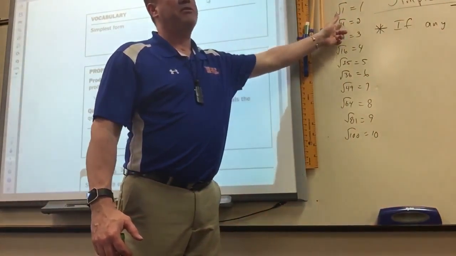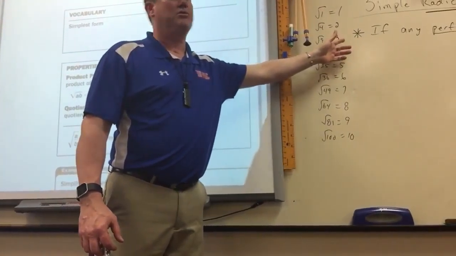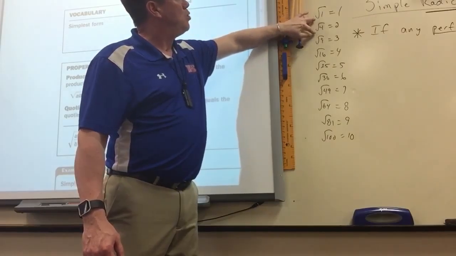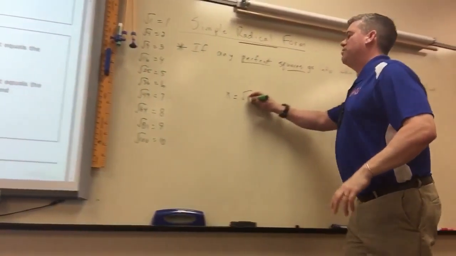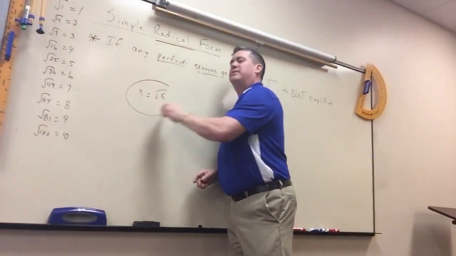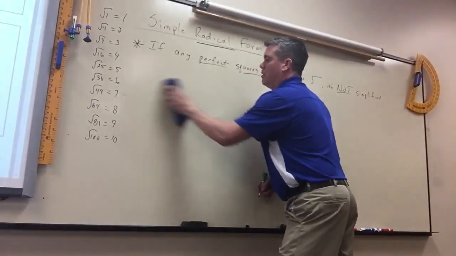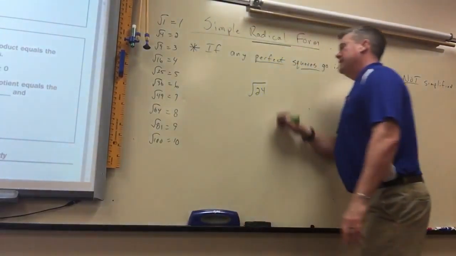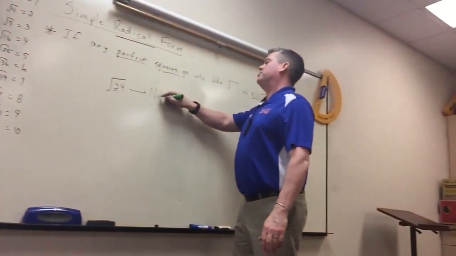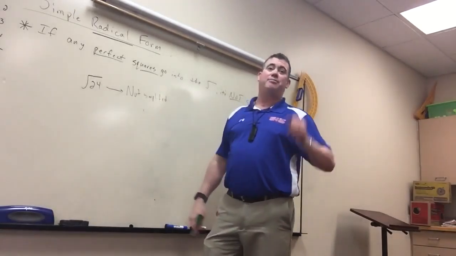Square root of 4 is a perfect square because it's 2 times 2. Square root of 9 is a perfect square because it's 3 times 3. All the square roots in between there, like if you had an answer like this, x equals the square root of 5, that's simplified. Can't do anything more with it. Now, if you had the square root of 24, that is not simplified. So that's what we're doing today, simplifying those that have to be.